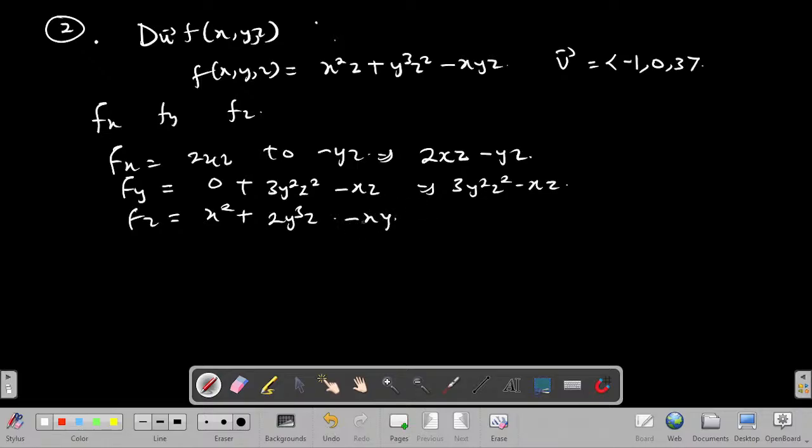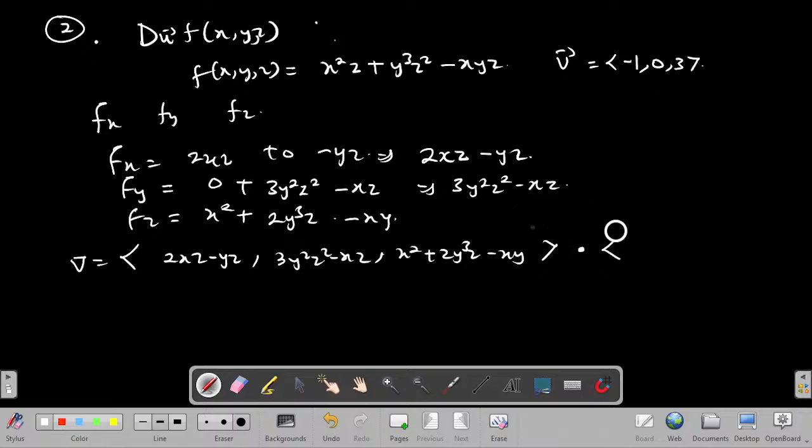At this point, we take our dot product, as simple as that. So our gradient vector now is given as a vector where I have 2xz minus yz, comma 3y squared z squared minus xz, comma x squared plus 2y cubed z minus xy, angle brackets.